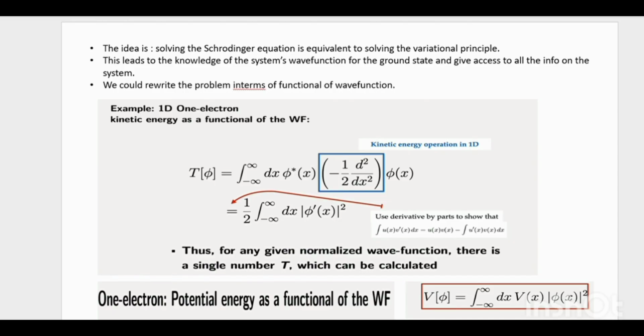Let's discuss it for the one electron problem. We can write the one electron problem. The one electron Schrodinger equation contains the kinetic energy and the potential energy. We can write it in the functional form as seen here. So it depends upon the orbitals.